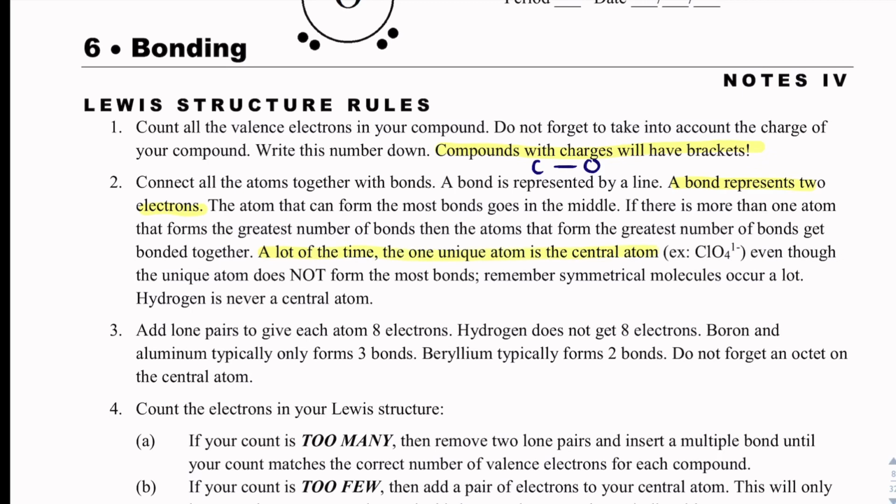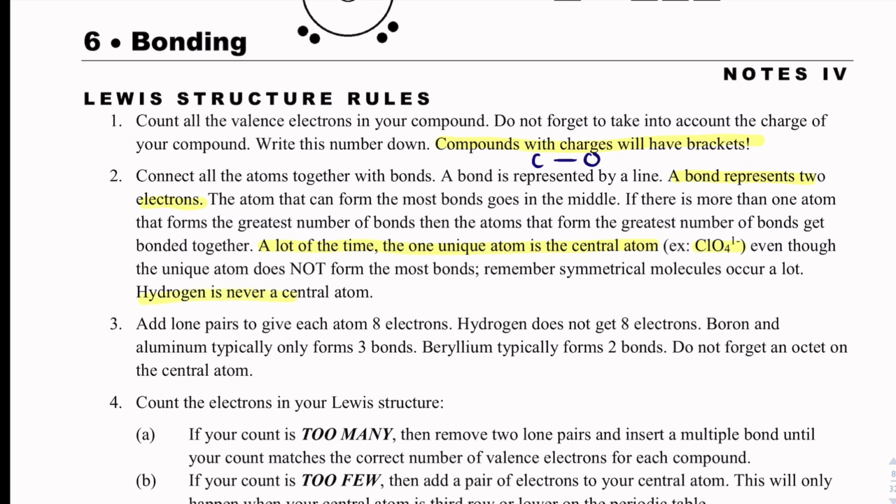For example, if we had perchlorate, which is ClO4 minus 1, we have 1 chlorine and 4 oxygens. So we would call chlorine our unique atom because there's only one of them, and that one would go in the middle. We'll see how this works in just a second. Now, hydrogen never forms more than one bond, so hydrogen is never going to be our central atom.